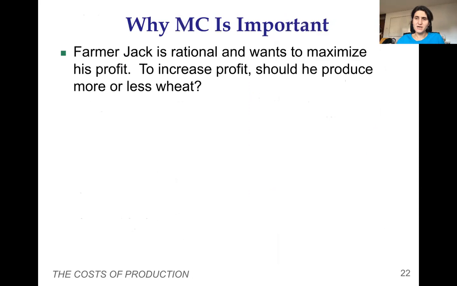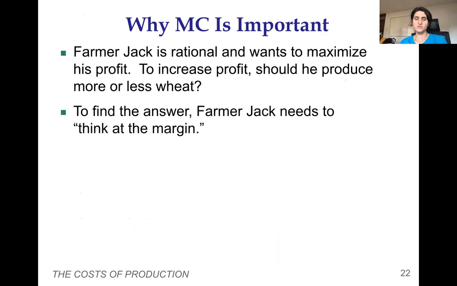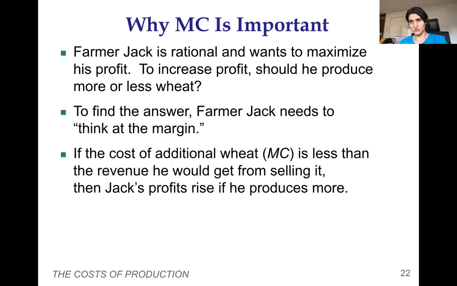Why is marginal cost important? Because Farmer Jack is rational and he wants to maximize his profit. To increase profit, he is going to decide how much wheat to produce. So marginal cost is important for that. To find the answer, Farmer Jack needs to think at the margin, because rational people think at the margin. If the cost of additional wheat is less than the revenue he would get from selling it, then Jack's profit rises if he produces more.